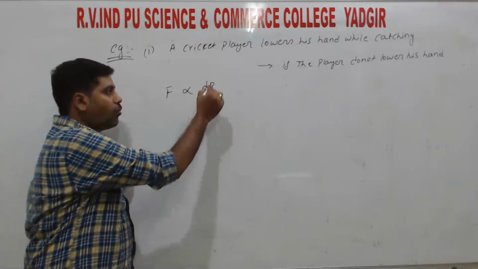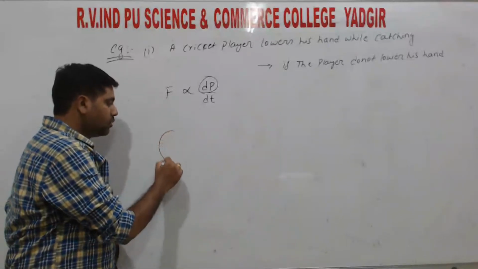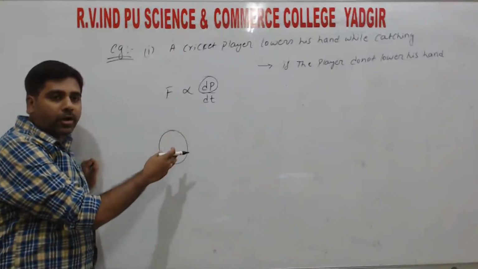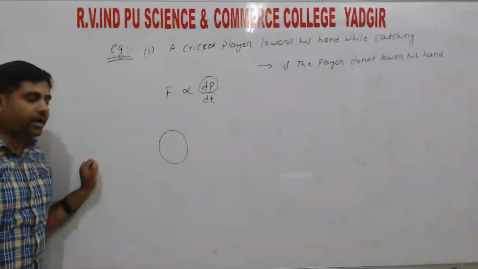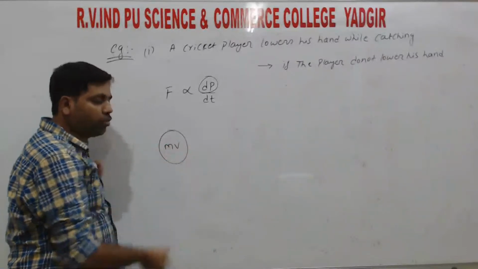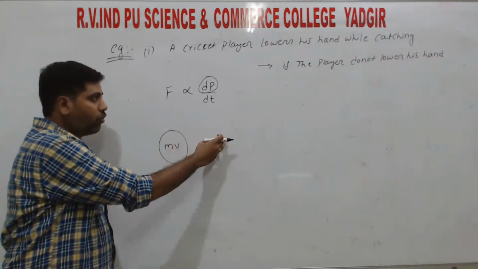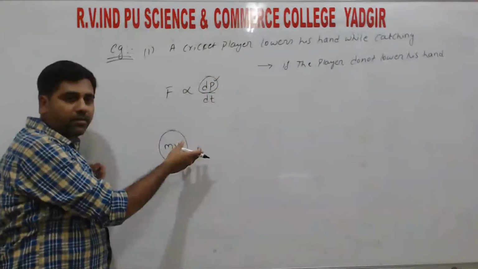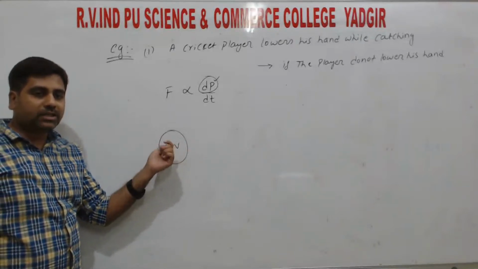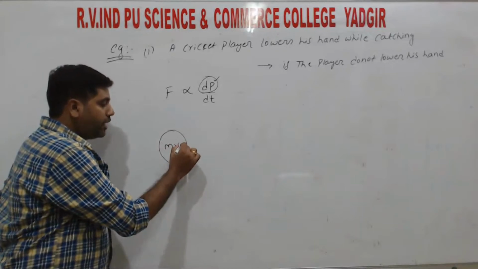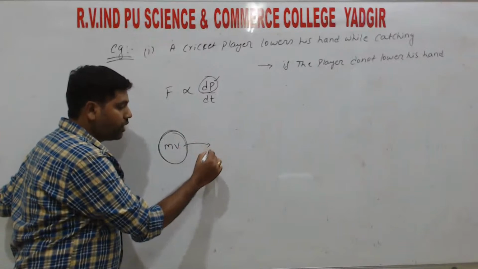Here the momentum of the ball remains the same. Momentum is the product of mass and velocity. Every moving object has some momentum, denoted by m into v. The ball has mass and also velocity, so the momentum remains constant because neither the mass nor the velocity changes. We need to change this momentum of the ball to stop it.